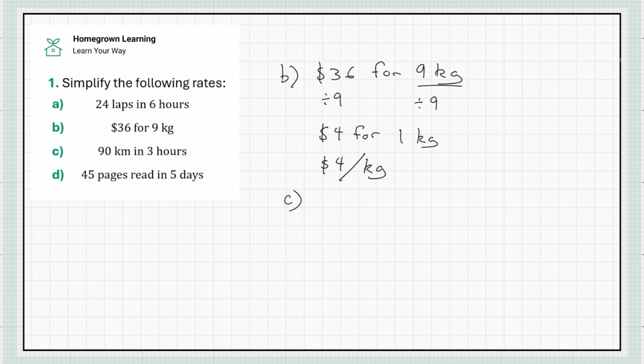Let's look at C. So for C we have 90 kilometers in 3 hours. So this might be how far you traveled in the span of 3 hours. Same idea, going to divide both sides by this quantity of 3. And we end up with 30 kilometers per hour.